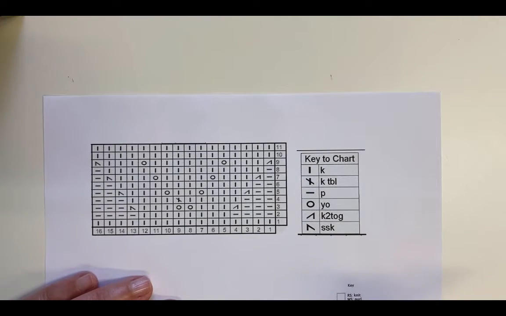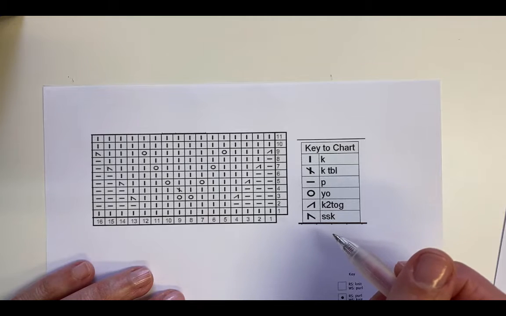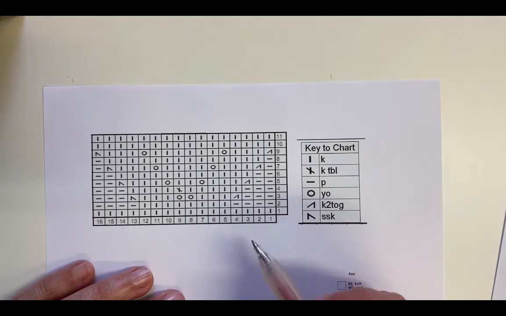This is a video to explain how to read charts in a knitting pattern. A chart can be used so that symbols represent knitting instructions. It gives a visual representation of the fabric and reduces the amount of written instructions.